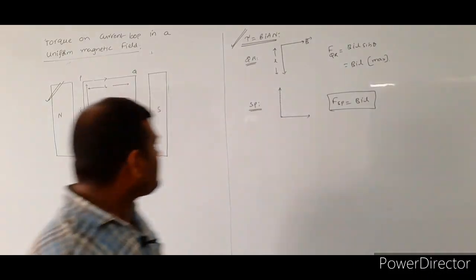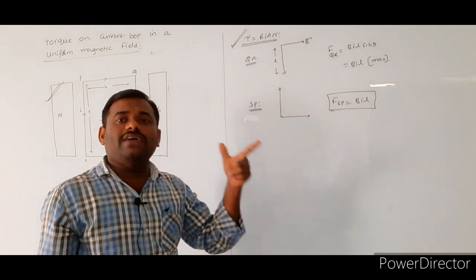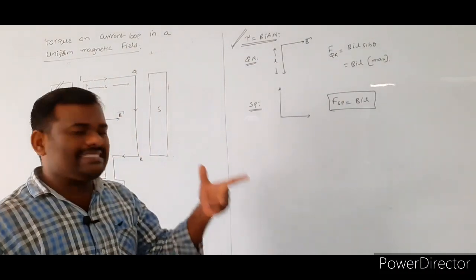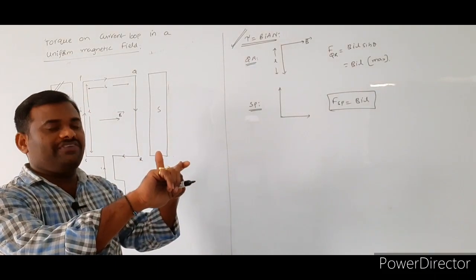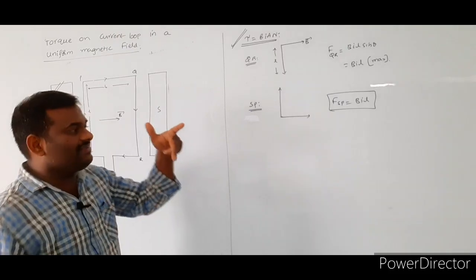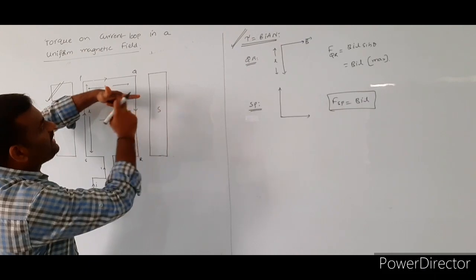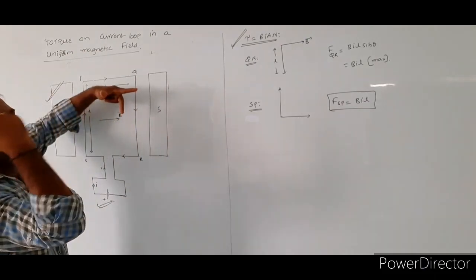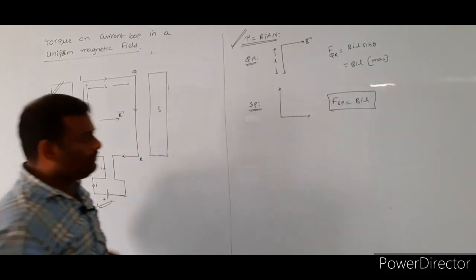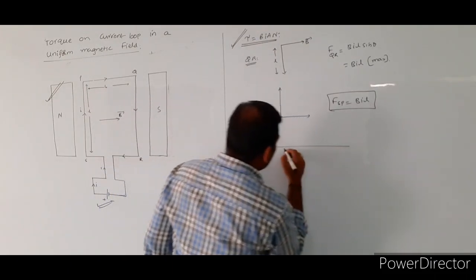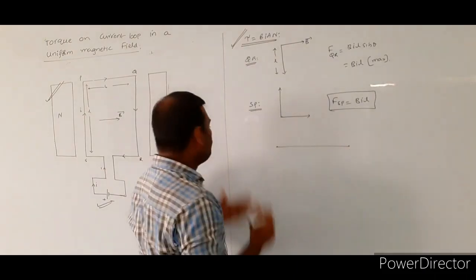Now for the side QR, apply Fleming's left hand rule. The thumb is indicating the force F, the forefinger is indicating the magnetic field, and the middle finger is indicating the direction of the current. If you place it like this, say this is the direction of the current and this is the direction of the magnetic field, then the thumb is acting vertically upwards, or coming out of the plane of the paper. So consider this is the length or breadth of the given loop.